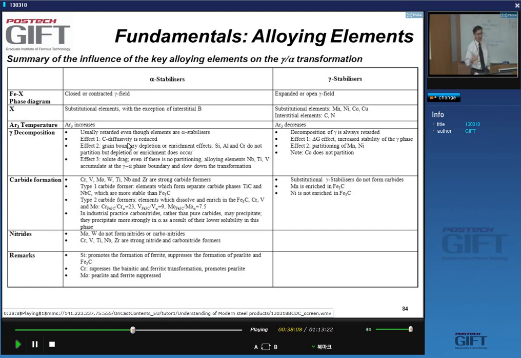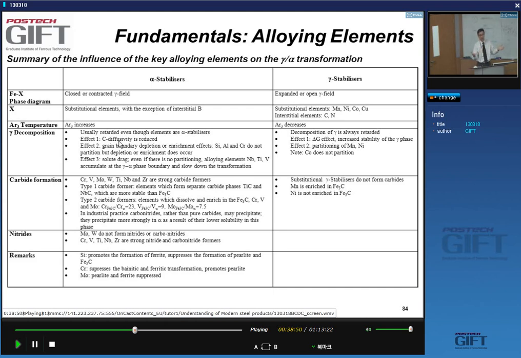And what's the essence, what's the key mechanism for transformation retardation? It depends basically on different effects. And so one possible effect is the element reduces the carbon diffusivity. So you know that when you make ferrite, you need to rearrange the carbon. The carbon has to move to the austenite and away from the ferrite. Okay, so an element can have an impact on the diffusivity of the carbon.